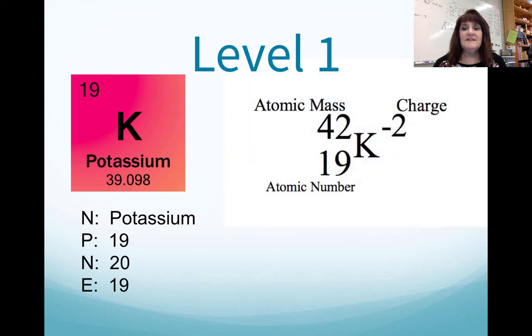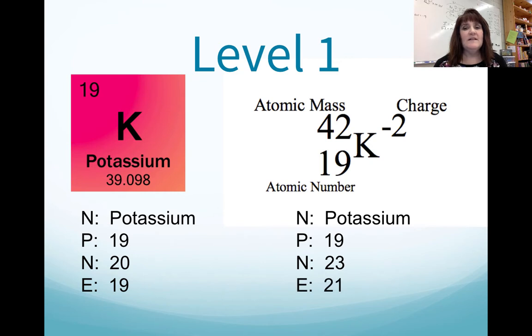If you were given this ion notation, again, its name would be potassium. It would have 19 protons, 23 neutrons, and 21 electrons. Even though both of these atoms are atoms of potassium, there are some differences. That's what we're going to explore today in Level 2.